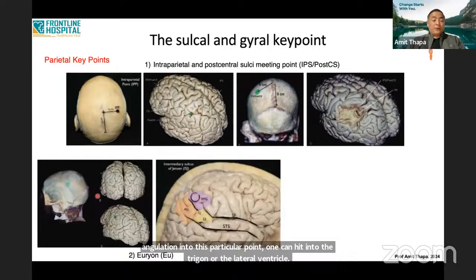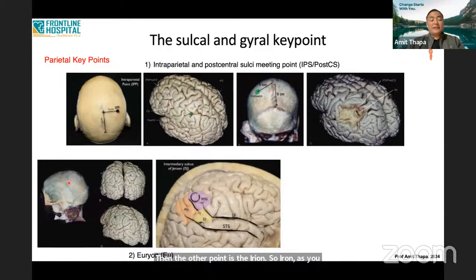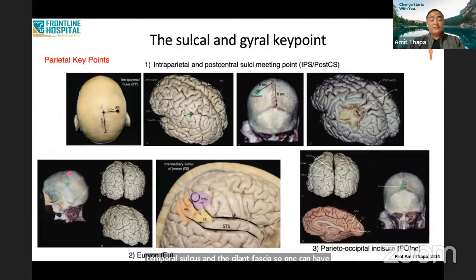Then the other point is the euryon. As you remember, the euryon is the parietal bossing on either side, a little superior to the superior temporal line and posterior to it. The cranial and cerebral localization basically represents the supramarginal gyrus, which is separated by an intermediary sulcus from the angular gyrus, and it is posterior to the superior temporal sulcus and the sylvian fissure. So one can have an idea about the supramarginal gyrus by localizing this euryon point.